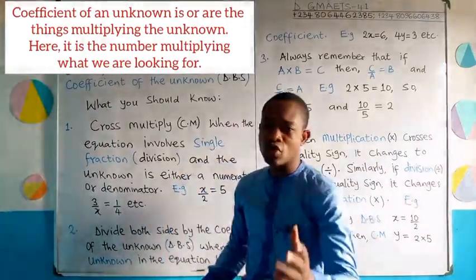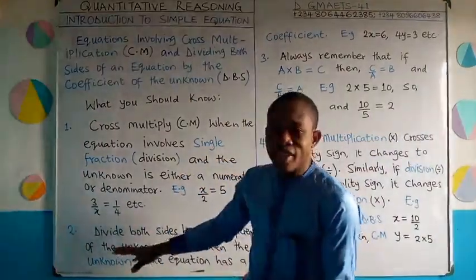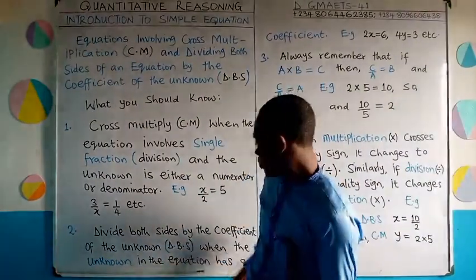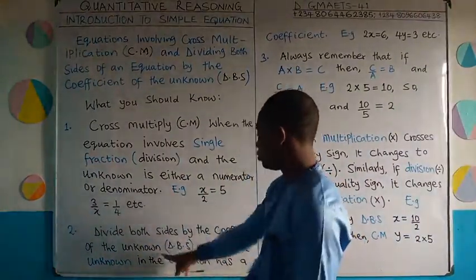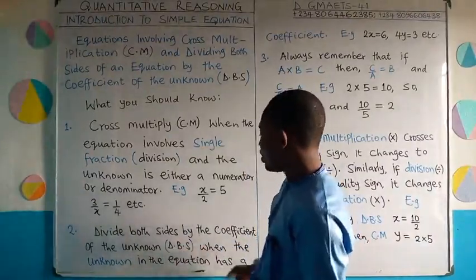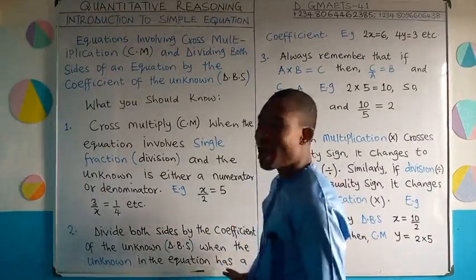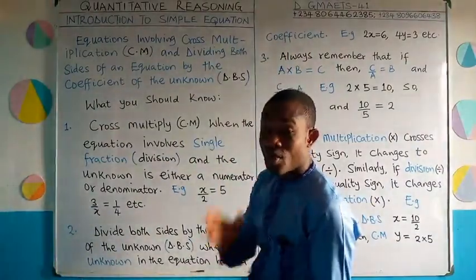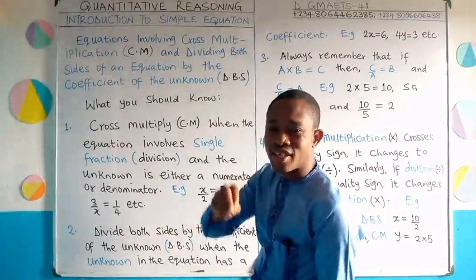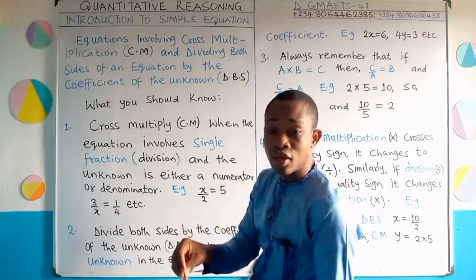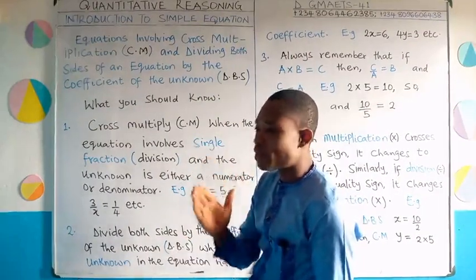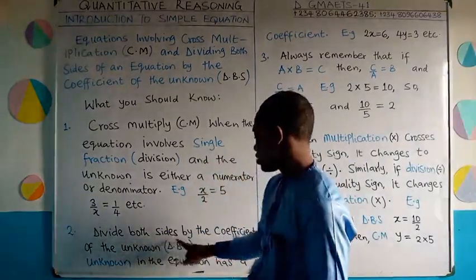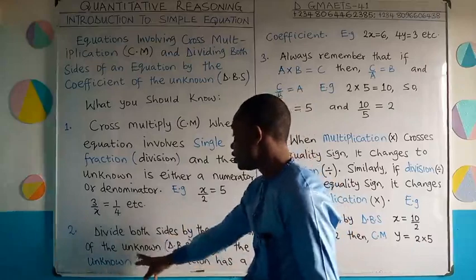So let us now move on. When you are dealing with an equation, divide both sides by the coefficient of the unknown, that is DBS, when the unknown in the equation has a coefficient. Can we take that again? We are dealing with an equation that has a coefficient of an unknown. When you see that kind of problem, what are you expected to do? You are to divide both sides by the coefficient of the unknown.